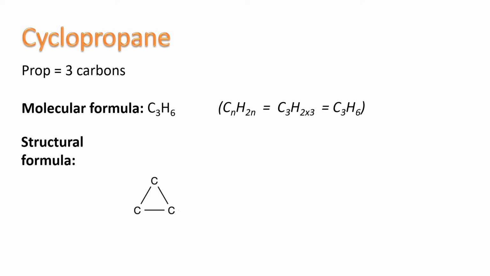So if we do this, we would end up with 3 carbon atoms connected, and the easiest way to draw that is in a triangle. Now you'll see that every carbon atom currently has 2 bonds attached to it, and carbon atoms can make up to 4 bonds, so we fill the remainder places with hydrogens to get our full structural formula.